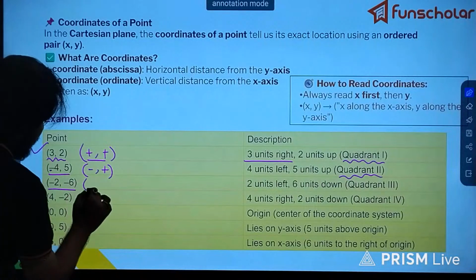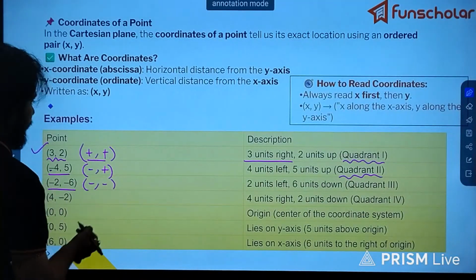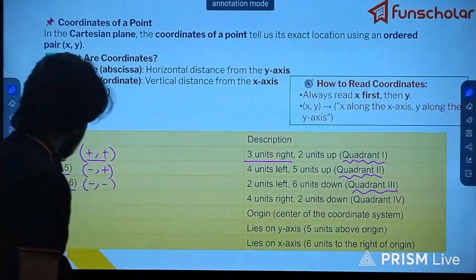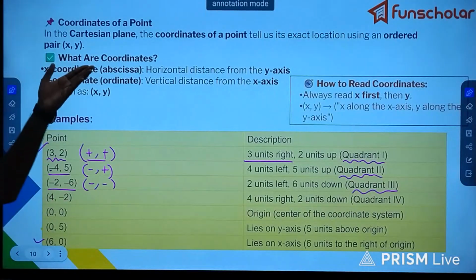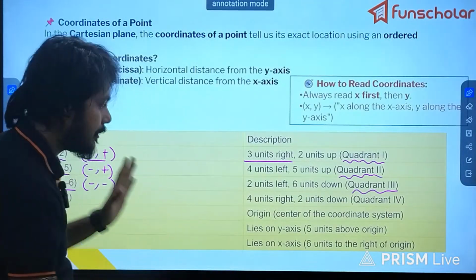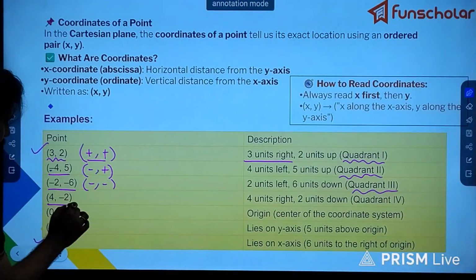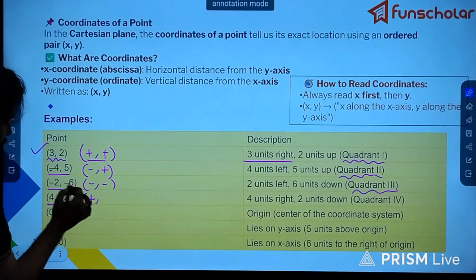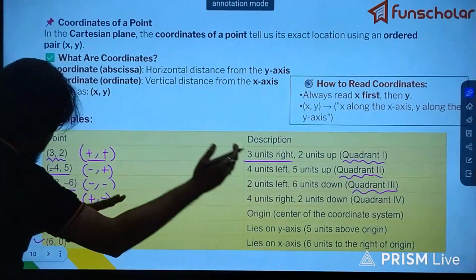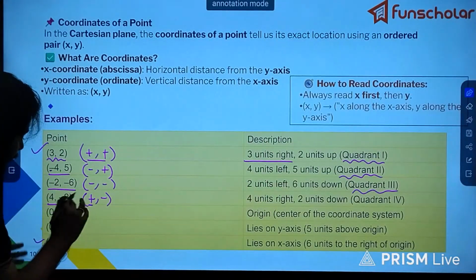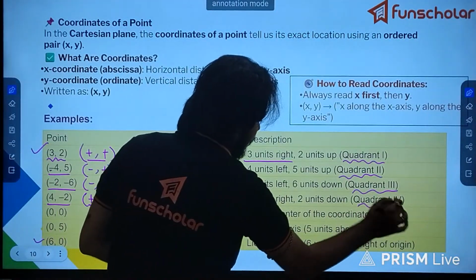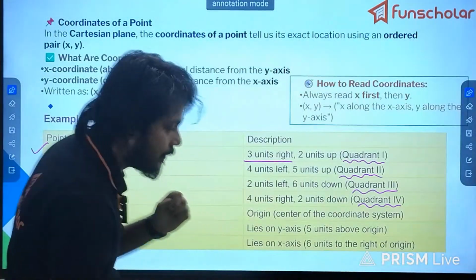Minus 2 comma minus 6, both the abscissa and the ordinate are negative. That means this is in the third quadrant. 2 units left, then 6 units down. 4 comma minus 2, the abscissa is positive and the ordinate is negative. 4 units right, 2 units down, and you will find the fourth quadrant.